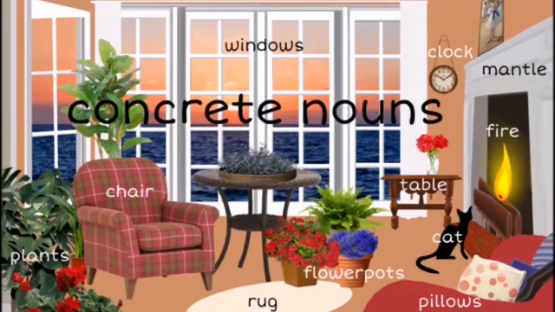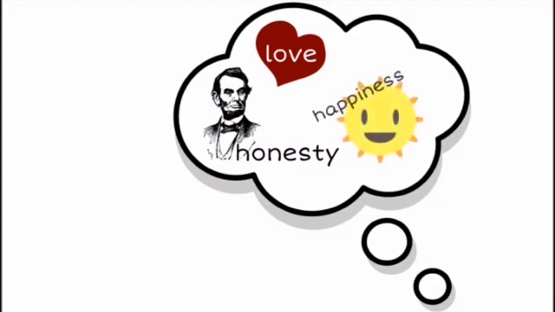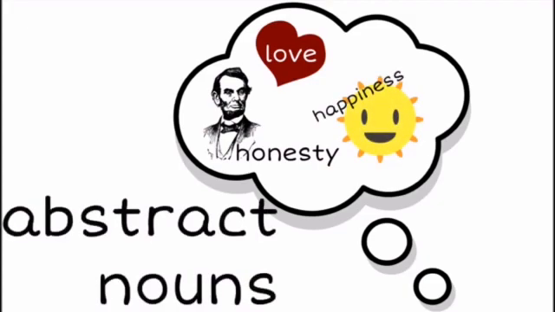Finally, there are nouns for ideas. These are a little trickier to understand as we can't see or touch them, but even though we can't touch them, we still need names for things like love, honesty, and happiness. These are called abstract nouns.